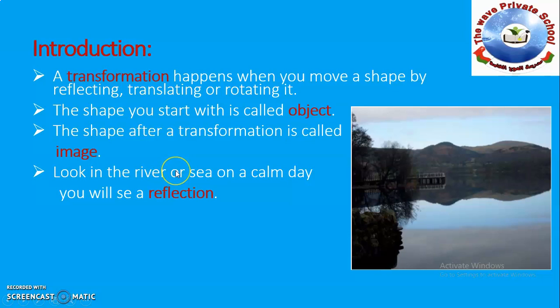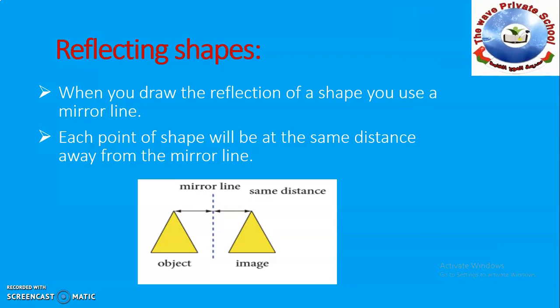Look in the river or sea. On a calm day, you will see a reflection. As you can see here, these mountains and these trees are the objects. But when it reflects, as you can see here in the water, after reflection, this object will be called an image. These shadows are called the image. So now let's start to understand reflecting shapes.